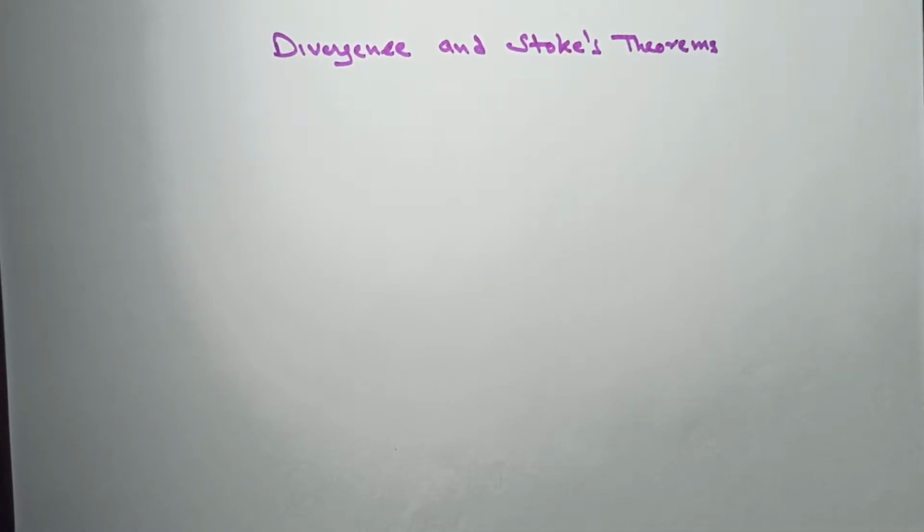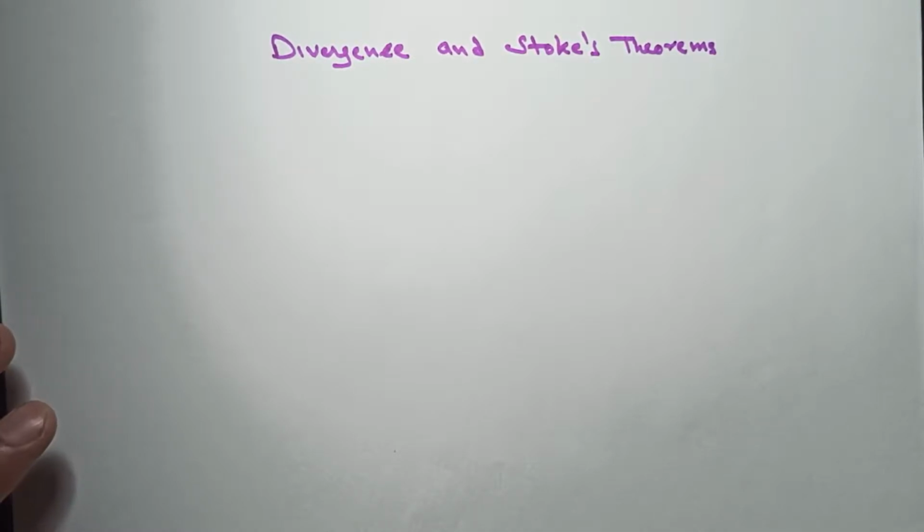Okay, students, let's learn the divergence and Stokes theorem. They play a significant role in electromagnetics because in electromagnetics we often convert the differential form into the integral form, or integral to differential. This is the volume to surface integral and surface to line integral. For that we require two theorems, the divergence theorem and the Stokes theorem.